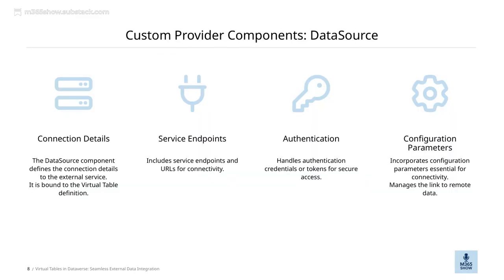Let's take a closer look at custom provider components, specifically the data source. This is where the configuration parameters come into play, and these are essential for establishing connectivity between Dataverse and your external data sources. Think of these parameters as the instructions that tell your system how to connect and communicate effectively. Managing the link to remote data is a key function here. It ensures that the connection remains stable and reliable, allowing seamless data access.